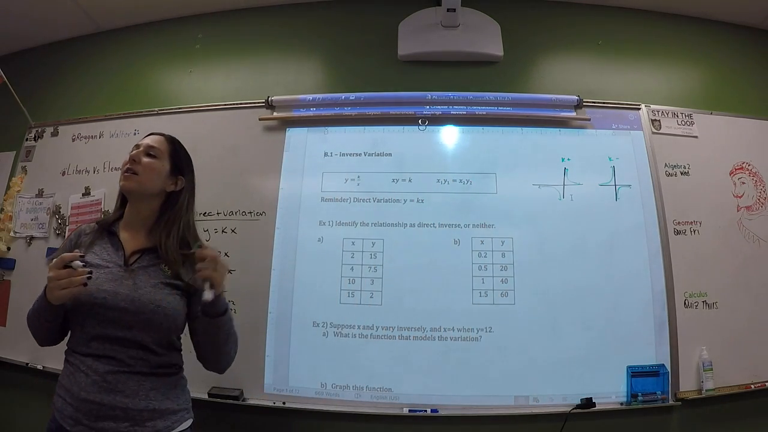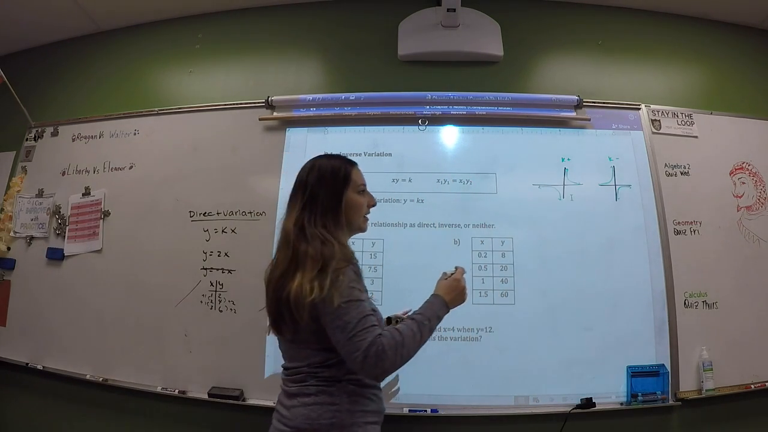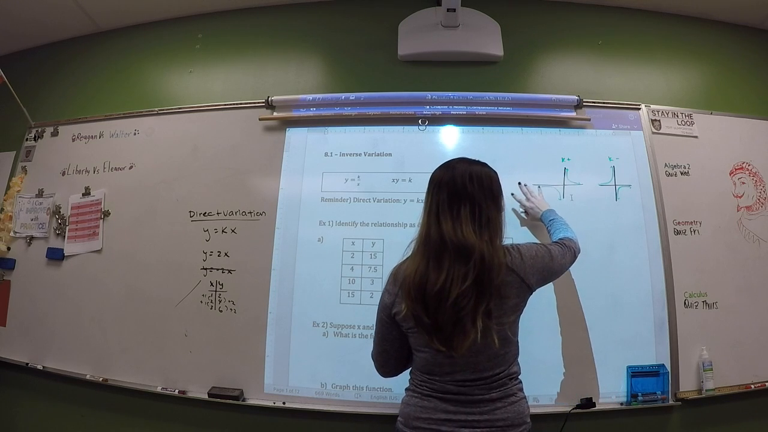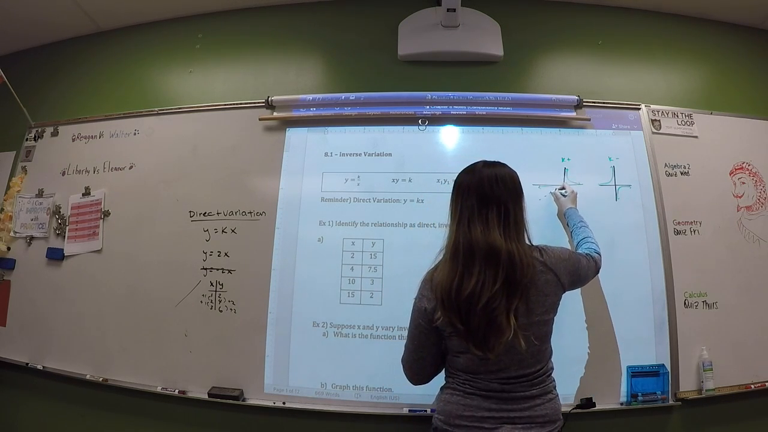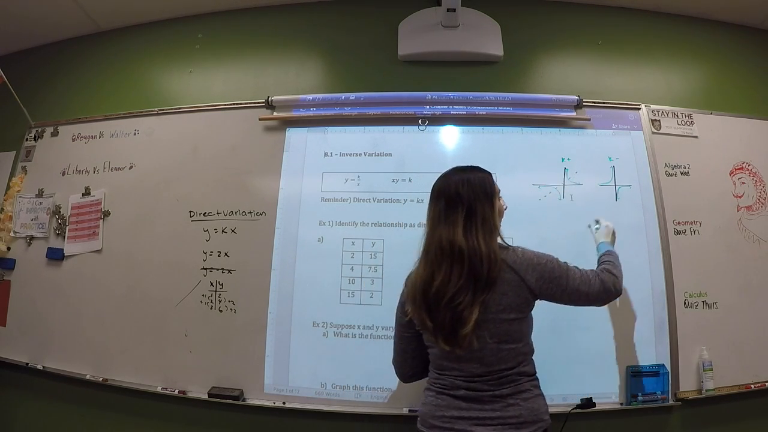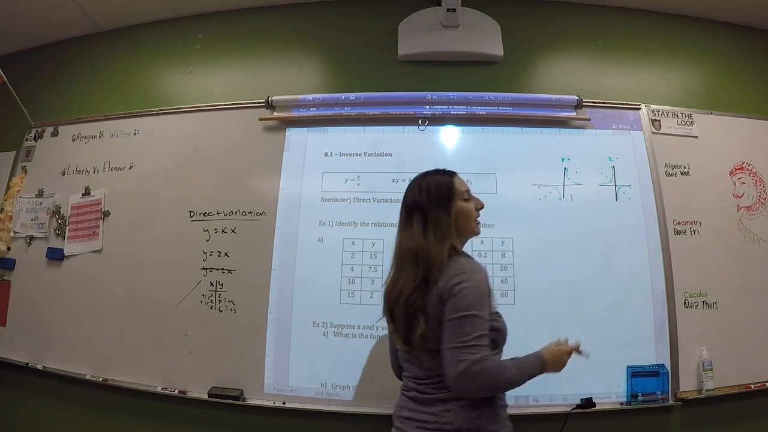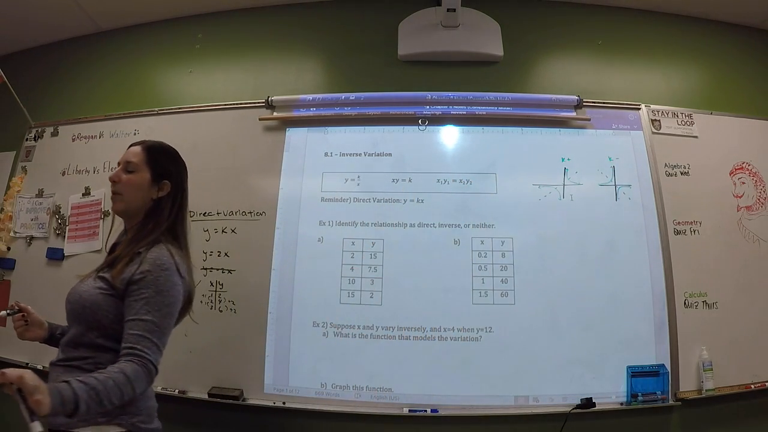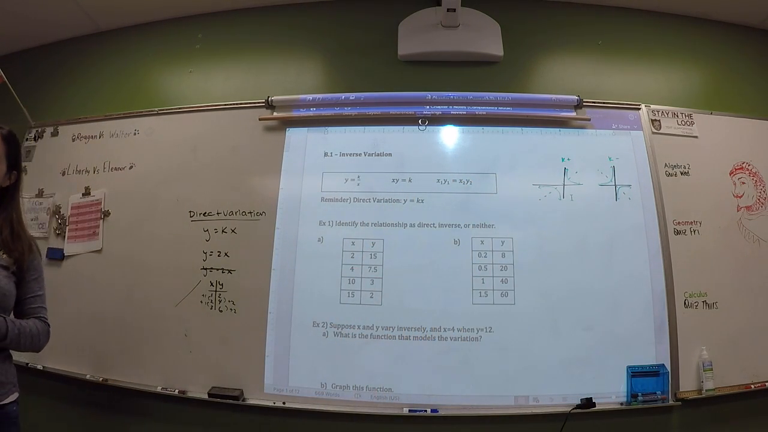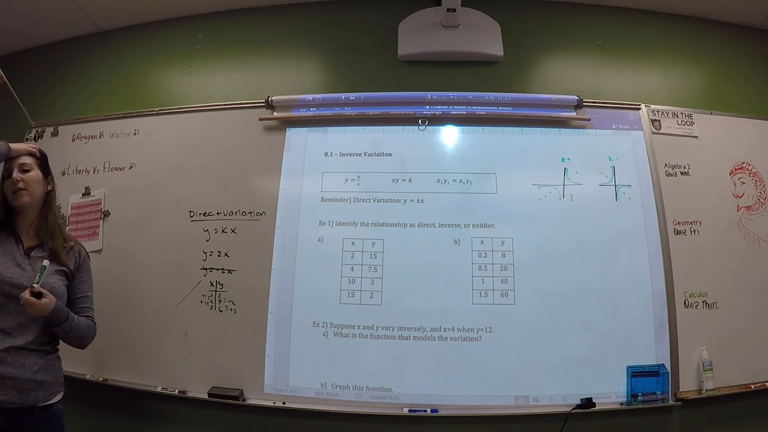Then they start top left, bottom right. And that's because if you were to do this from left to right, this is increasing and this is decreasing. See how it goes from top to bottom, left to right. So that's how you know if k is positive or negative, which way it's going.